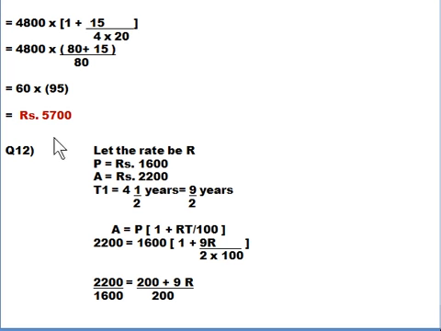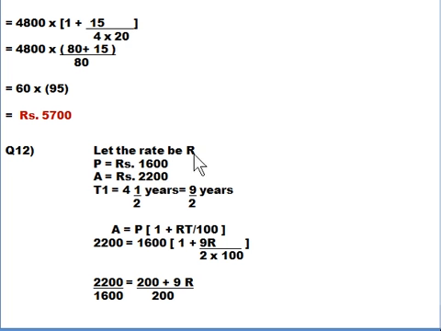Moving ahead with question number 12 now. In question number 12, they are saying at a certain rate of simple interest, rupees 1600 becomes rupees 2200 in 4.5 years. What sum of money will become rupees 5025 in 4 years and 9 months at the same rate of interest? Again, two cases are given. 1600 becomes 2200. That means the principal is 1600 and the amount is 2200 in the first case.